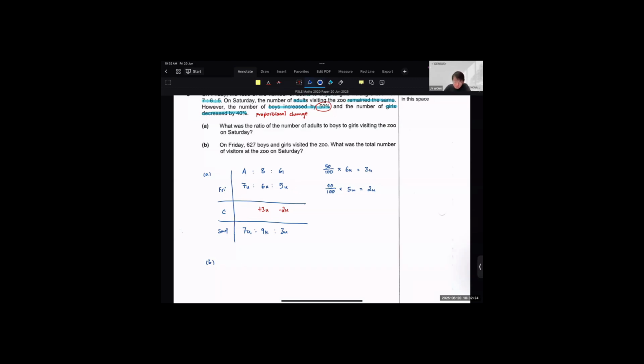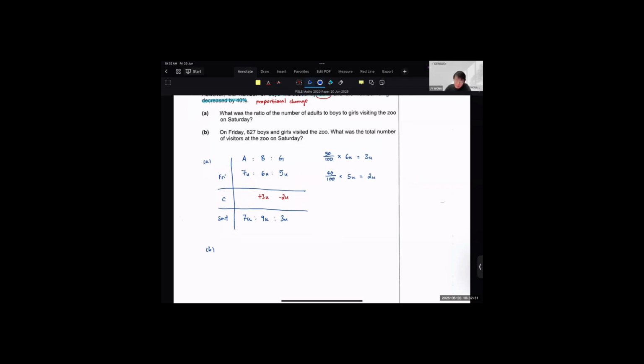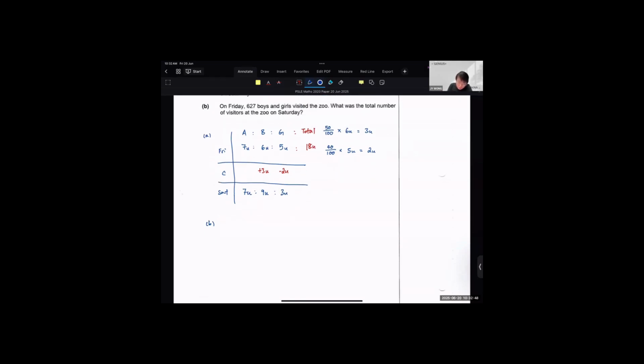Okay. On Friday, 627 boys and girls visited the zoo. So if you know that, you can just write one extra column here. So total, right? On Friday, we know what's the total number of units here. This is 18 units, 11 plus 7. Right, that is Friday. So we want to know the visitors on Saturday. From here, you can see 18 units equals 627 people. And therefore, you can go here and find 1 unit.